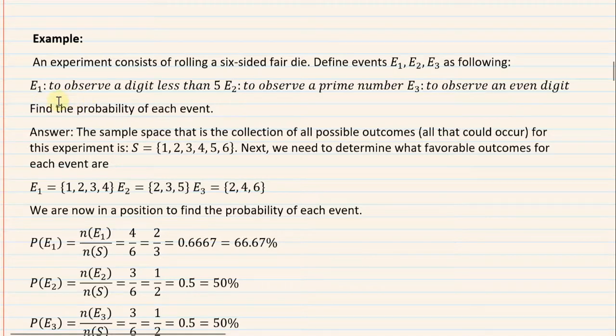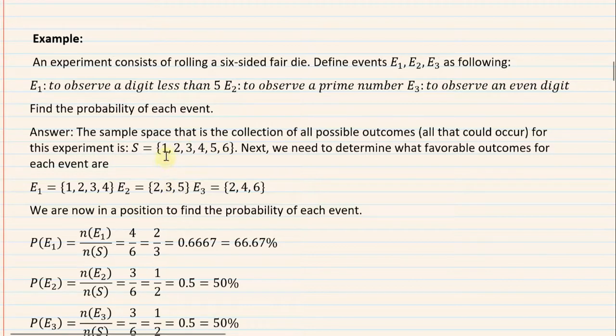Now, here's how I'm defining these events. Event 1, that I observe a digit less than 5. Here I have the list of outcomes for each event. Next, to observe a prime number. Well, the prime numbers in this list are 2, 3, 5.